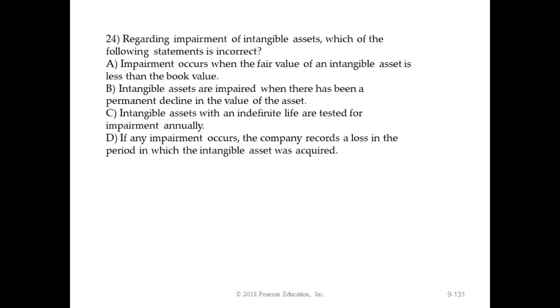Number 24, regarding impairment of intangible assets, which of the following is incorrect? A, impairment occurs when the fair value of an intangible asset is less than the book value? No. Intangible assets are impaired when there has been a permanent decline in the value of the asset. Exactly. Now, B is the correct answer on this one. Now why would it be D? In this case here, we talk about impairment. If any impairment occurs, the company records a loss in the period for which the intangible asset was acquired.